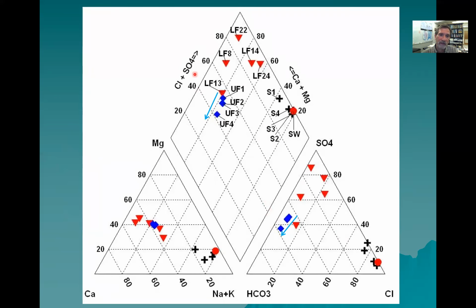What does plot on the upgradient side of our mixing line are samples from the Lower Floridan collected by Fred Falls and colleagues at the USGS. So it appears, based on this evidence, that the Lower Floridan is the source of our higher chloride waters coming into the Upper Floridan at St. Catherines.